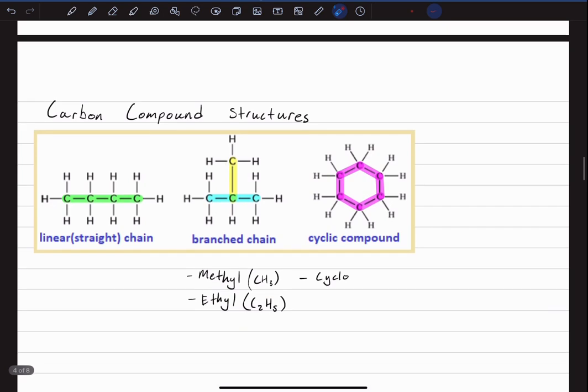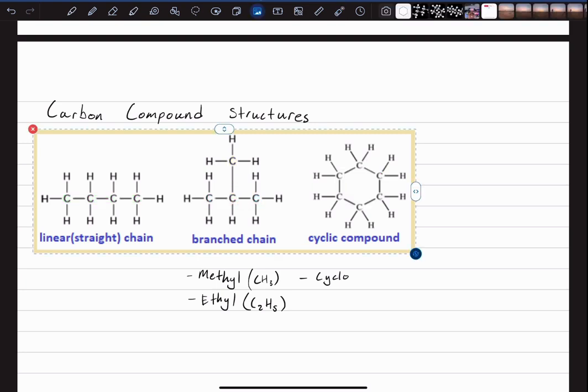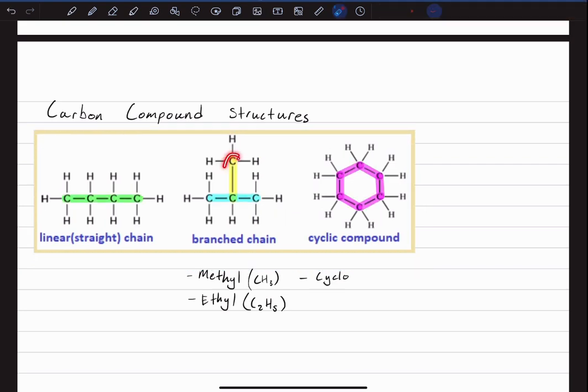Moving on, we'll discuss carbon compound structures. Firstly, we have a linear straight chain. It is shown by the straight chain in the compound where there are no additional carbon branches that are not in this chain. Secondly, we have the branch chain, where a straight chain can be observed with a branch on the side here. These are typically methyl groups or ethyl groups, with methyl being CH3 and ethyl being C2H5.